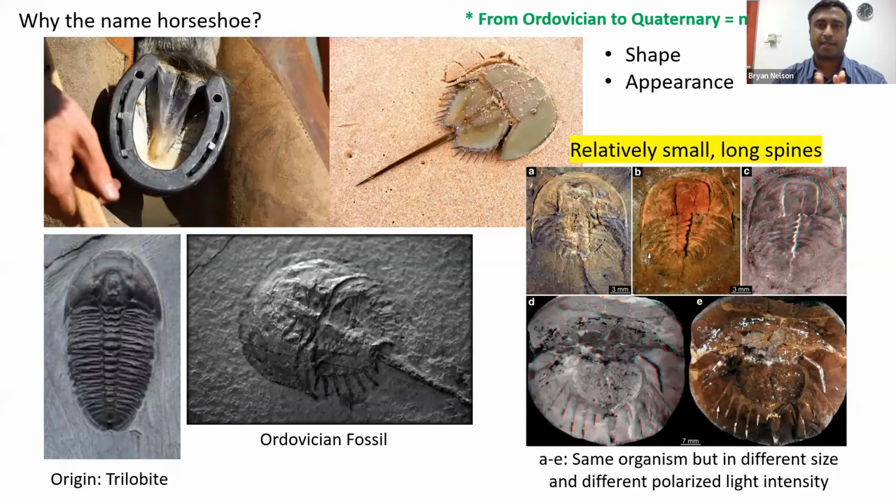And now we get on to the topic. How did we get from Ordovician to Quaternary? We were looking at structures. Okay? Along with that, we were looking at shoes given to horses. And then we said, okay, this looks like a horseshoe. So we gave it the name horseshoe.